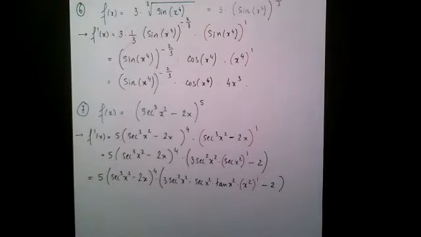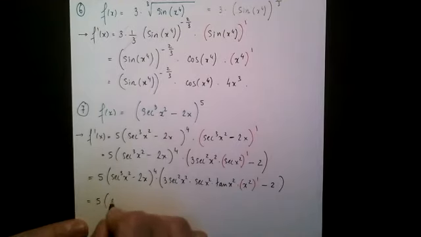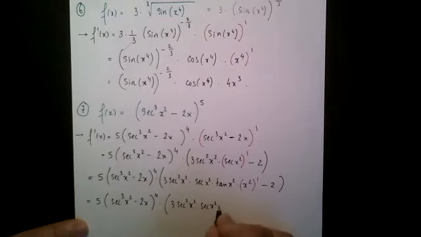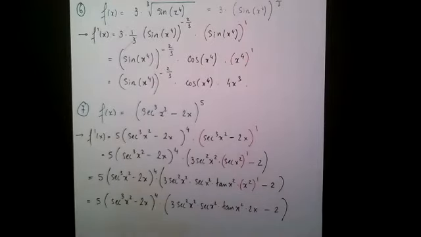Do we derive the x squared? Now I have to derive the x squared, exactly. That's the last thing I have to do. Okay, and then I'll be done. So this I have to replace by 2x and it's finished. So my answer will be 5 times secant cubed of x squared minus 2x to the power 4 times 3 secant squared x squared, secant x squared tangent x squared times 2x, and all this minus 2. That's my answer.